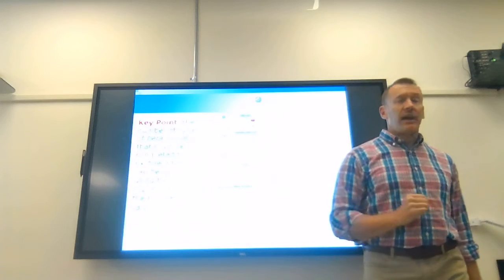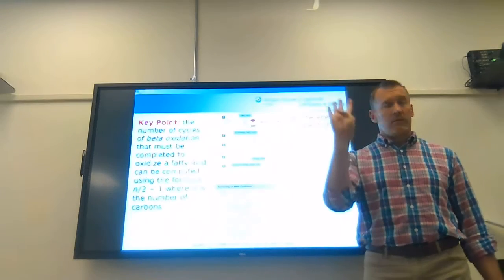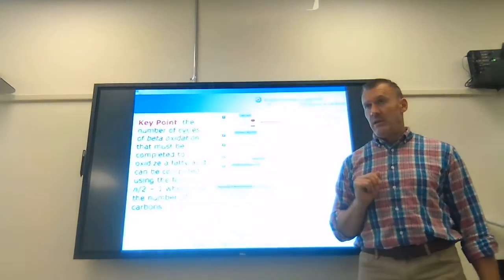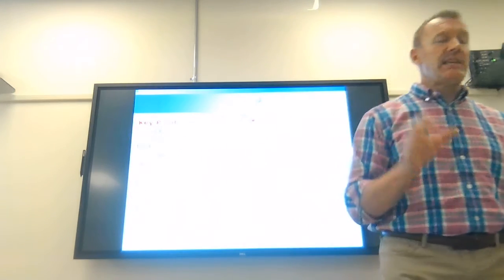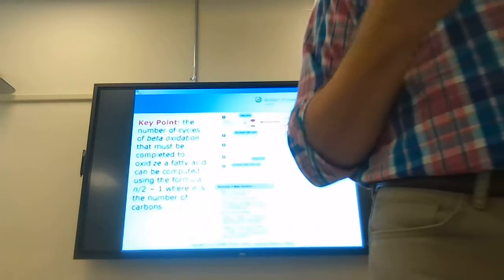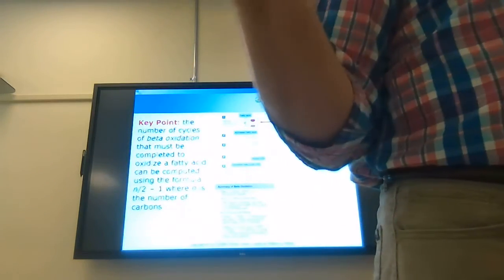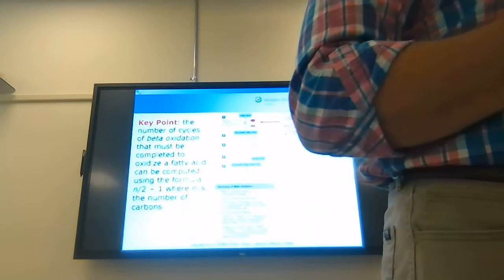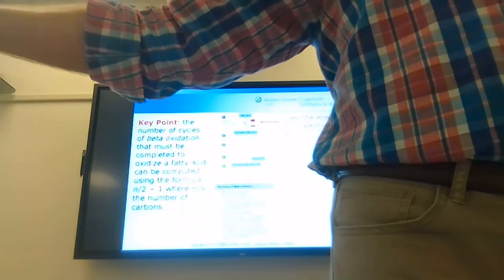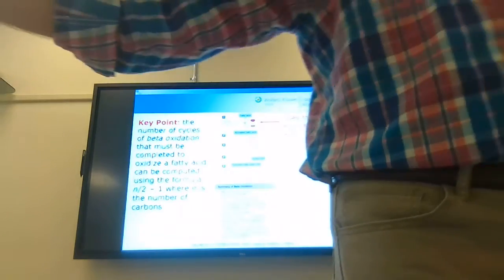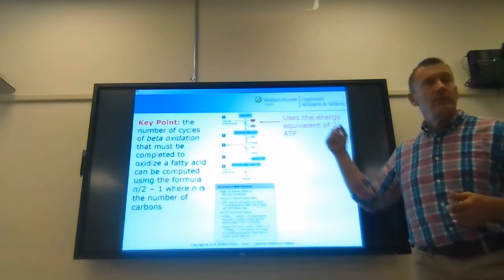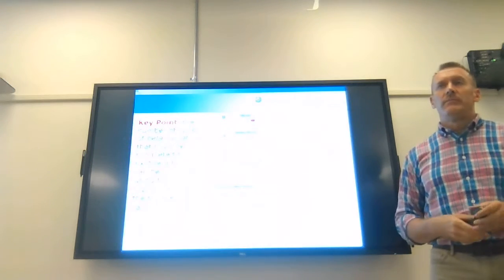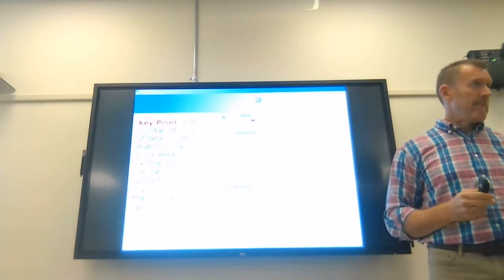How many ATP per cycle of beta oxidation? 4. 8 times 4 is? 32. So if it's 18 carbons, how many acetyl-CoAs are we left with after beta oxidation? 9. How many do we get per acetyl-CoA? 10. So that's, what, 90 plus 32, right? 122. How many did we invest? Yeah, 120. Okay, so does it make sense? Everybody okay?